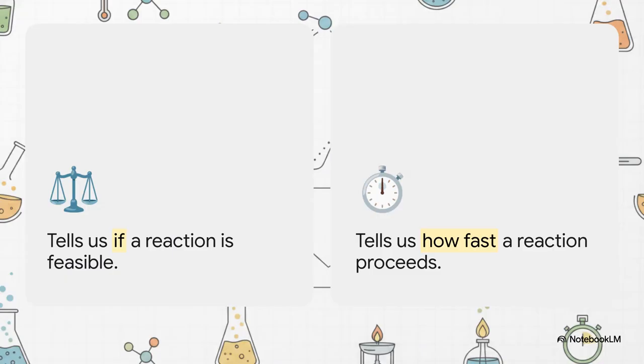This brilliantly illustrates the distinction we have to make here. Think of thermodynamics as the rulebook. It tells us if a reaction is allowed to happen in the first place, specifically if the change in Gibbs free energy, or delta G, is less than 0. But here's the catch. The rulebook has absolutely no concept of time. Chemical kinetics, on the other hand, is the speedometer. It shows us the actual rate of change. It tells us how fast that feasible reaction will actually proceed to reach completion.